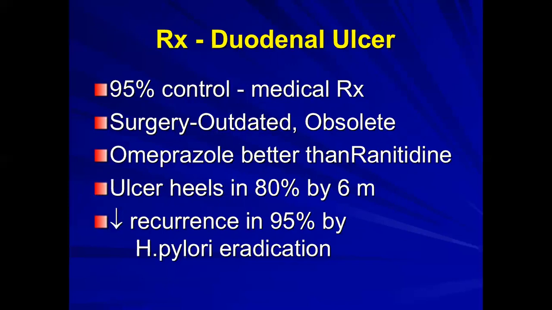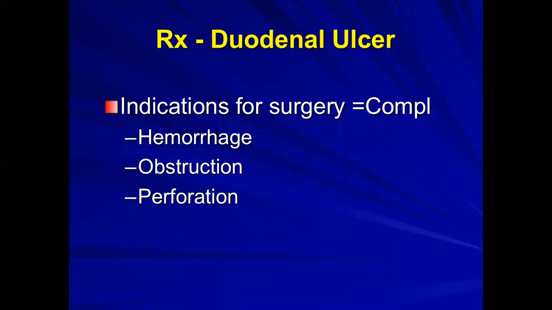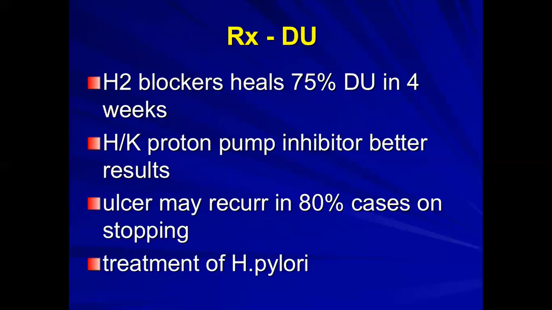Duodenal ulcers are 95% controlled with medical treatment. Surgery is now outdated or obsolete. Omeprazole is better than ranitidine or H2 receptor blockers. Ulcers heal in 80% by 6 months, and recurrence decreases in 95% of patients if you give H. pylori eradication. Indication for surgery is only in cases of complications like hemorrhage, obstruction, and perforation. Otherwise, there is no role of surgery in the treatment.